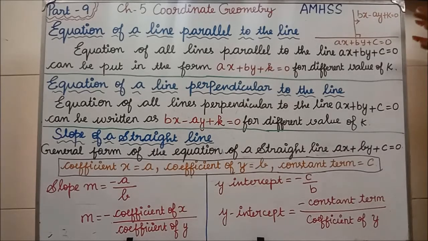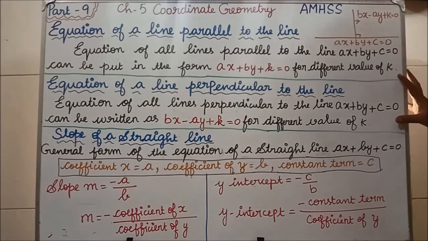Clear students? Parallel means what? The constant term alone will differ. Perpendicular means the coefficients of x and y will be interchanged, in the middle it will become minus, and the constant term also will become k. Again for different values of k. Suppose in the question you are having the constant term as 6, you will get some other number for k. Clear about the parallel line and the perpendicular line?